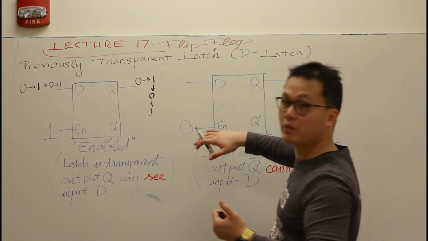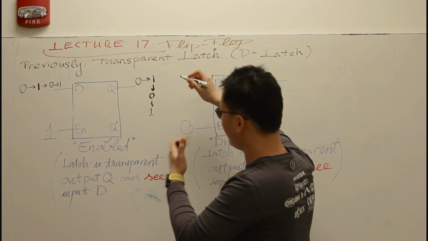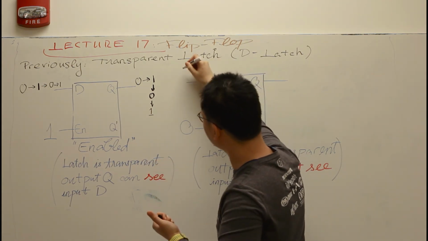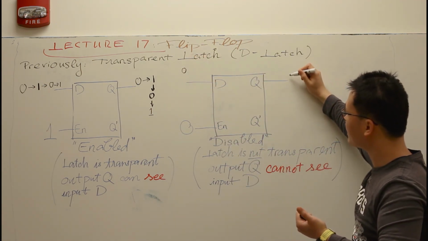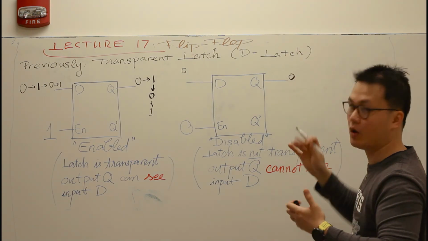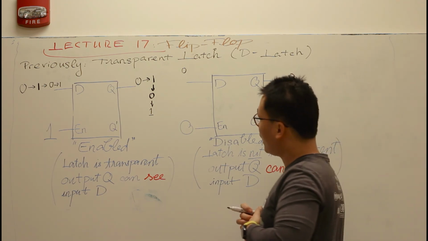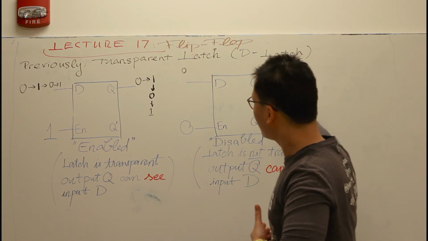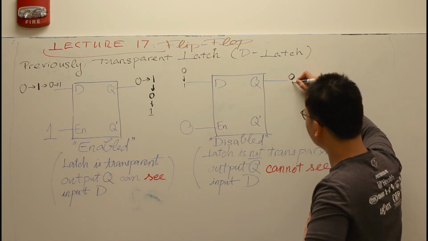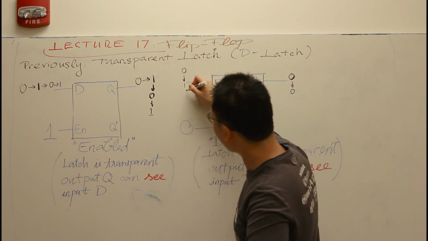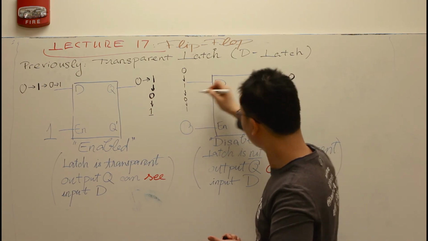So what if the enable pin becomes 0? Now I will simulate the same scenario. Let's start with D at 0, and I will assume that the initial previous state of Q is 0. Of course, it can be either 0 or 1, depending on what state you set it to before. But if initially it's 0 and I change D from 0 to 1, Q still stays 0. It doesn't change. If I change back to 0, it's still 0. If I change it back to 1, still 0.